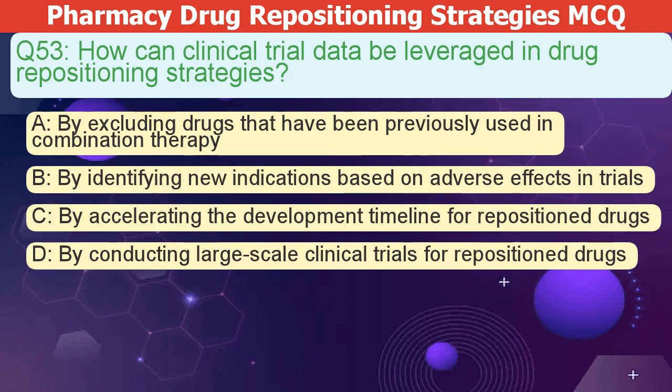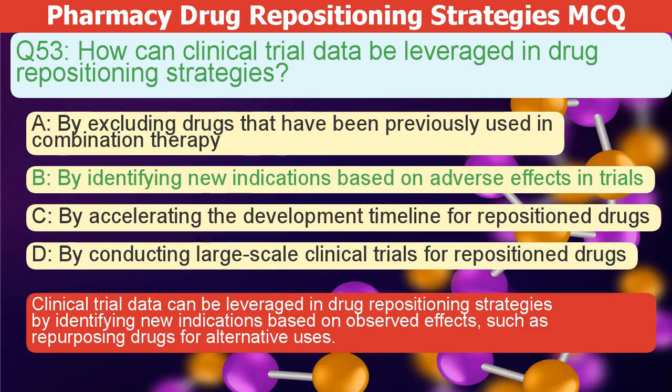How can clinical trial data be leveraged in drug repositioning strategies? A. By excluding drugs previously used in combination therapy. B. By identifying new indications based on trial adverse effects. C. By accelerating development timelines for repositioned drugs. D. By conducting large-scale clinical trials for repositioned drugs. The correct answer is B. Clinical trial data can be leveraged in drug repositioning strategies by identifying new indications based on observed effects, such as repurposing drugs for alternative uses.